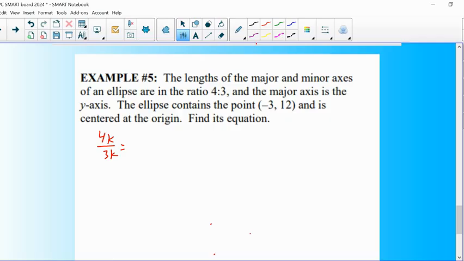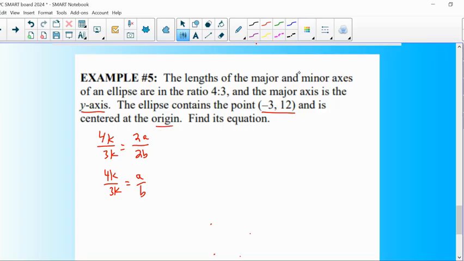So having that k allows us to have that scale factor. Okay, and it does say that it's the major to minor. So the major axis we think of as 2a, the minor axis is 2b, or if the 2's cancel, we could say 4k to 3k is equal to a to b. Great. Now, it does say the major axis is the y-axis, and it does tell us that it contains a particular point and that it's centered at the origin, which is pretty helpful.